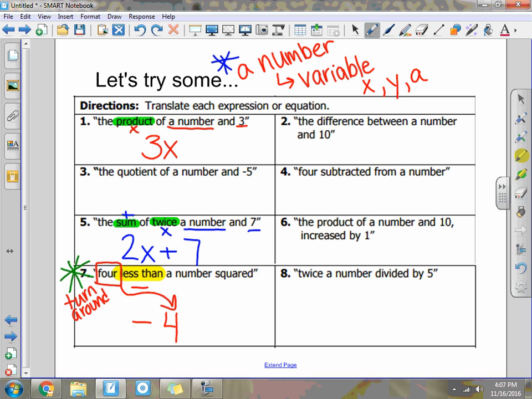And I have even more going on here. I've got another clue word. I have this squared. And squared is one that we didn't talk about for our clue words. We just have to remember what that means. So I'm going to take that mystery number, and I need to write it down here. But it's not just x minus 4. It's not just 4 less than a number. It's 4 less than a number squared. So I'm going to use that exponent of a 2 to fill that in.